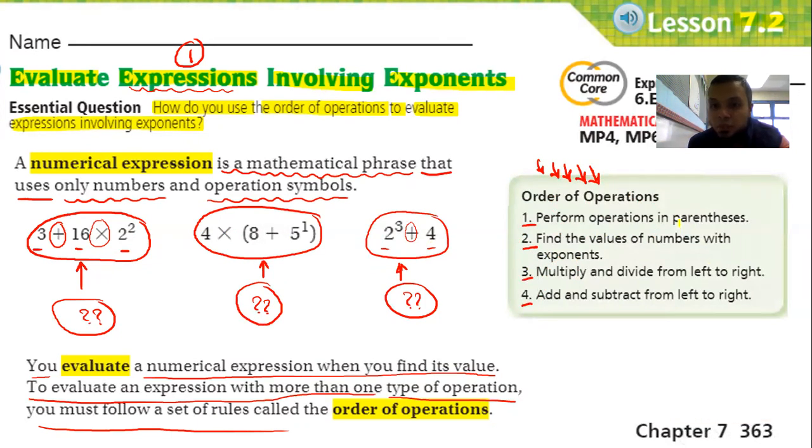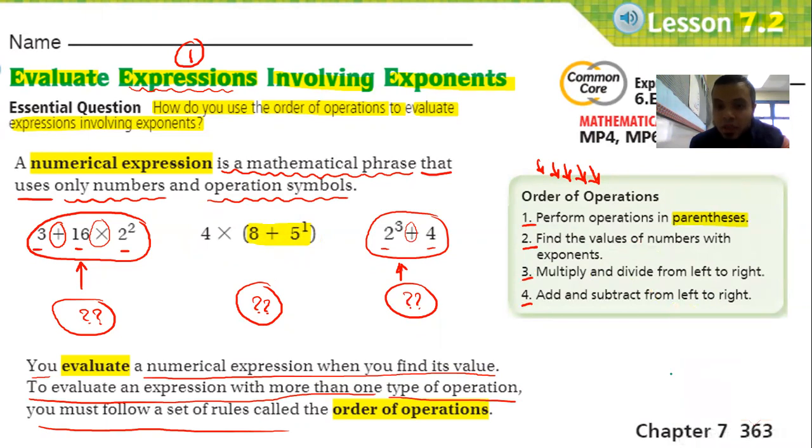Number 1 says perform operations in parentheses. If you see any parentheses, you must solve the operation inside the parentheses first, like this one: 8 plus the first power of 5. We need to calculate it first. Let us calculate it, then complete.